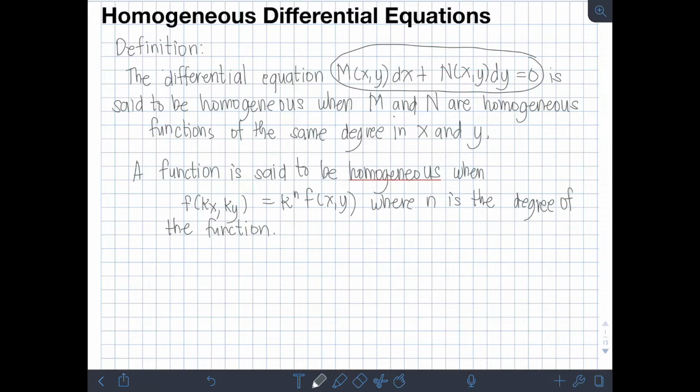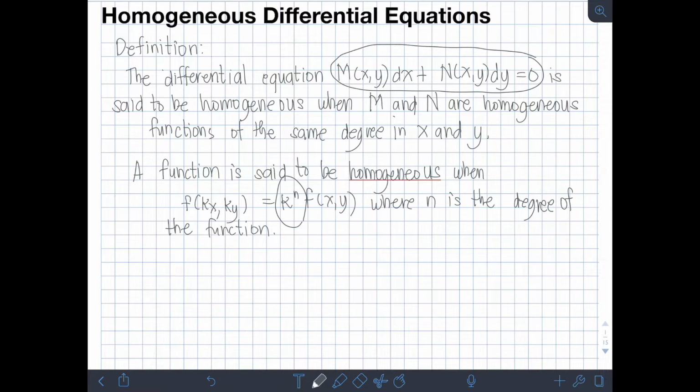Okay, pero ano ba ibig sabihin ng homogeneous? So sabi, a function is said to be homogeneous when f of kx, ky is equal to k raised to n times f of x, y, where n is the degree of the function. So kapag daw sinubstitute natin doon sa function yung value ng kx saka ky dun sa x at y nung given function natin na f of x, y, at ang kinalabasan ay nagkaroon kayo ng factor or multiplier na k raised to n multiplied by dun sa original f of x, y natin, then yung function na yon ay homogeneous. At yung n yung nagde-dictate kung ano yung degree ng function.